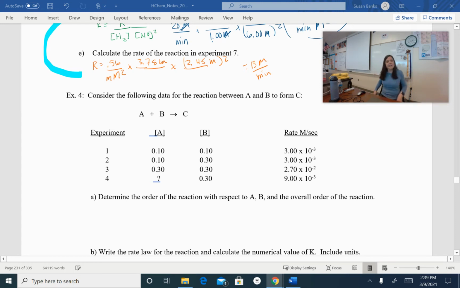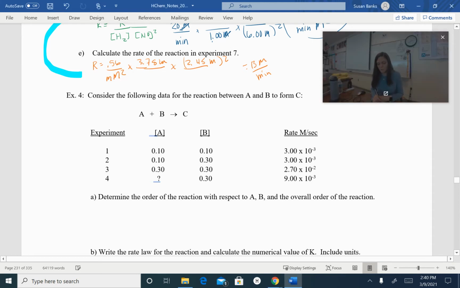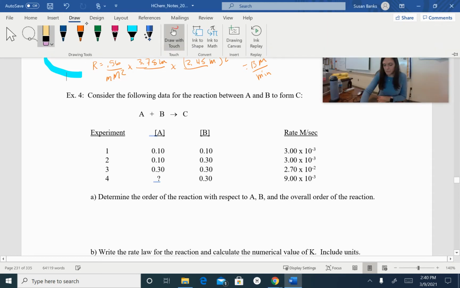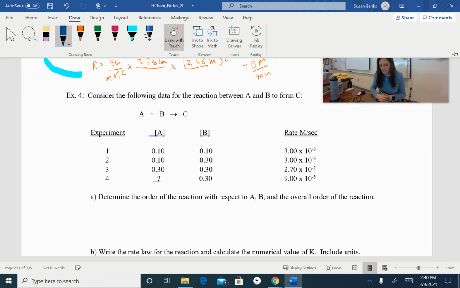So if you didn't catch that, our last problem from our last example was calculating the rate, and I never got to write it down for the last video. So the rate ended up being 13 molar per minute. Okay, so here we go, our next example.